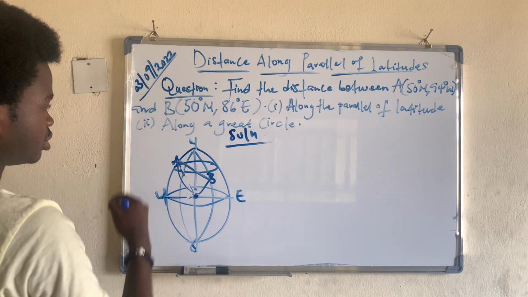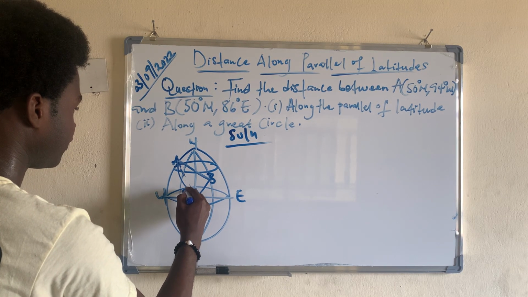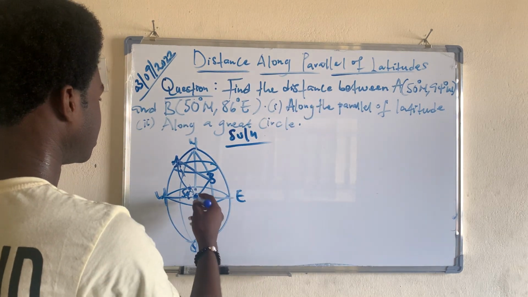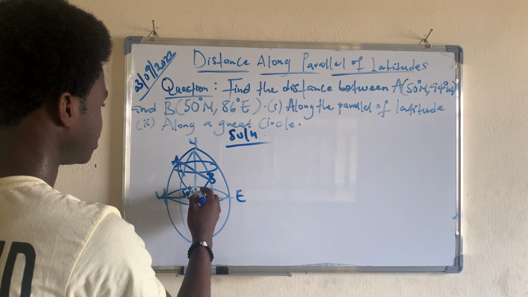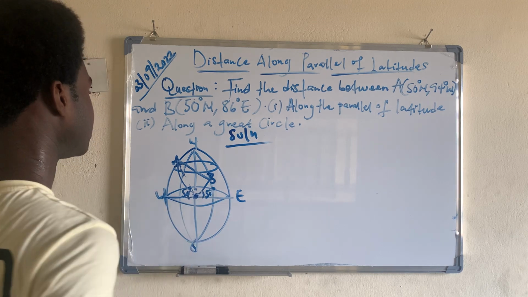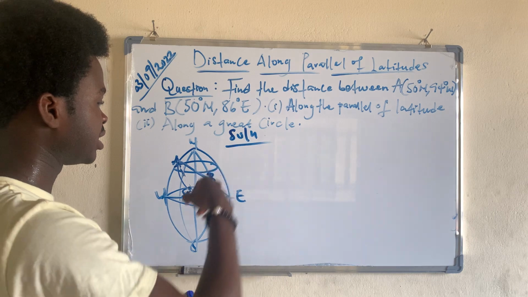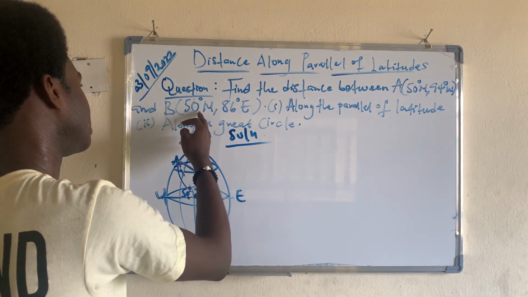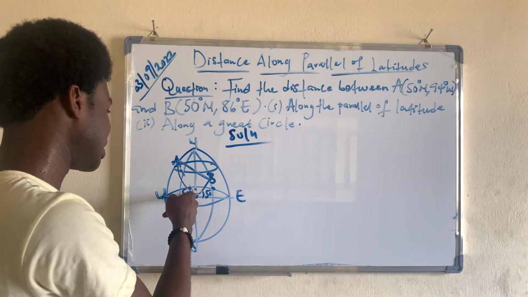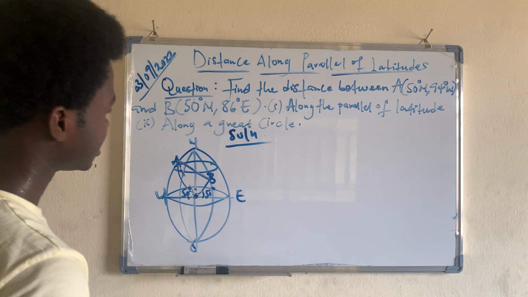This is the point A. So here is 50 degrees north, towards the north. Then here is another 50 degrees towards the north as well. Those are the starting points. If it was 0 degrees, it would be our equator at the center here. But for 50 degrees, you have to create this like this.